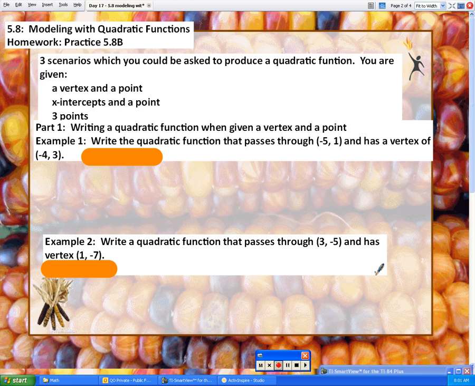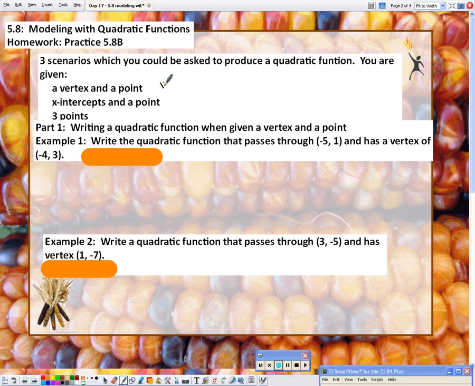Okay, today we're going to talk about section 5.8, modeling with quadratic functions. There are three scenarios where I could ask you to produce a quadratic function. Those are a vertex and a point, x-intercepts and a point, and 3 points. If I give you a vertex and a point, the equation we're going to use is vertex form.